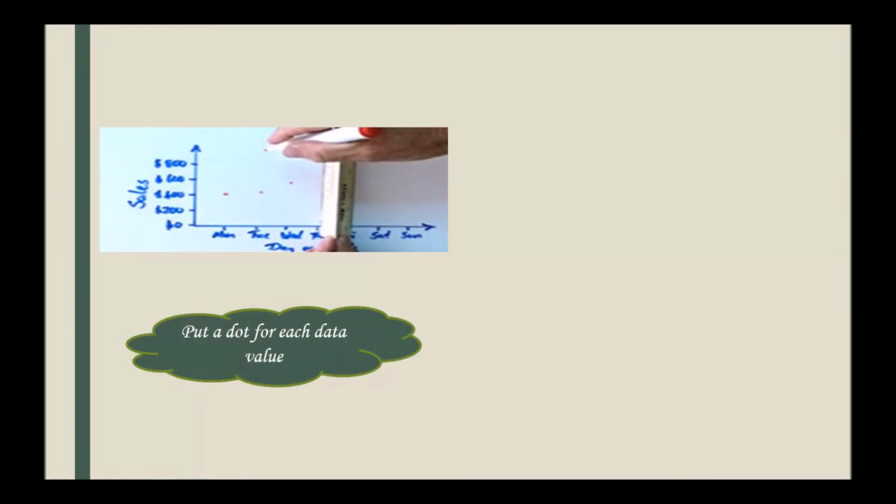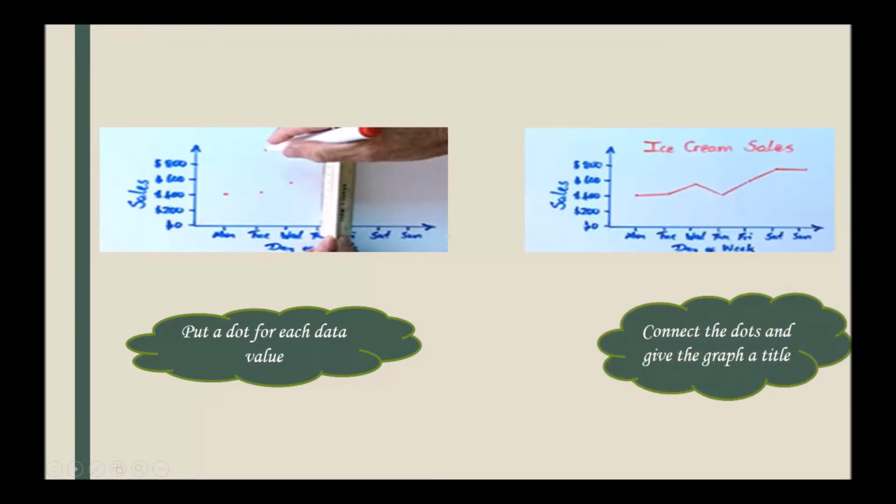Then we will put a dot for each data value. So we have given a dot for each data value. Then we will connect the dots and give the graph a title. So here we have given the title ice cream sales, and we have connected the dots. With each dot we have made a line, so that it shows this is the line graph.